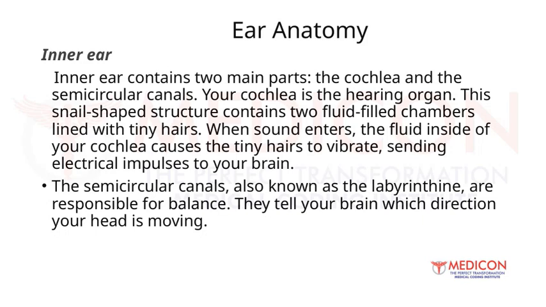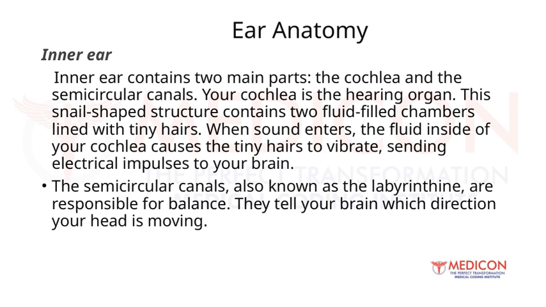All right, let's talk about the inner ear now. The inner ear has 2 main parts, the cochlea and the semicircular canals. The cochlea is really the star of the show when it comes to hearing. It looks like a tiny snail shell and contains 2 fluid-filled chambers lined with tiny hairs. When sound waves enter your ear, they set the fluid inside the cochlea into motion, causing those tiny hairs to vibrate. This vibration is then converted into electrical impulses that travel to your brain, allowing you to perceive sound.